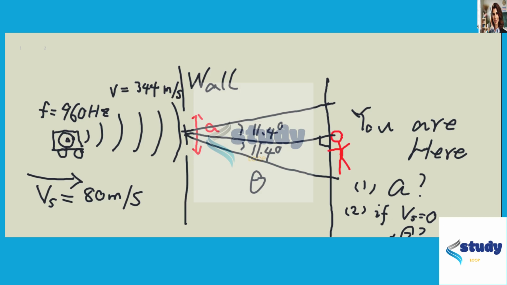Okay, let's begin solving problem 48. It says, if we have one loudspeaker running towards the wall with a velocity of 80 meters per second, and in the meantime it makes a sound with a frequency of 960 hertz. And at this air temperature, the normal speed of sound is 344 meters per second.